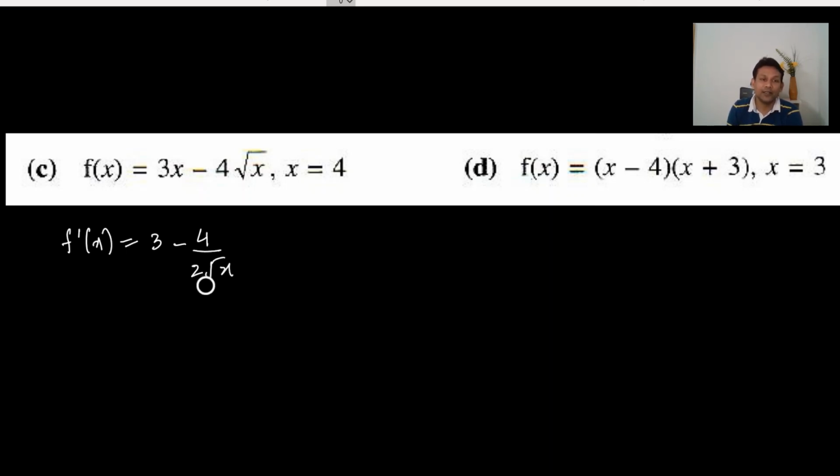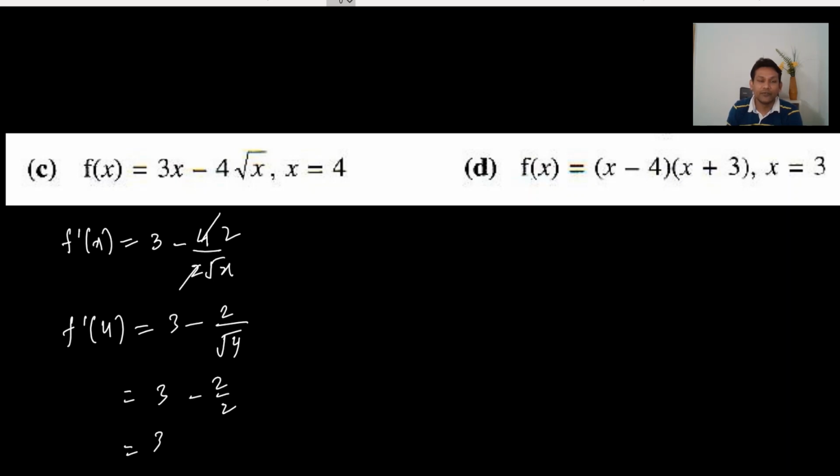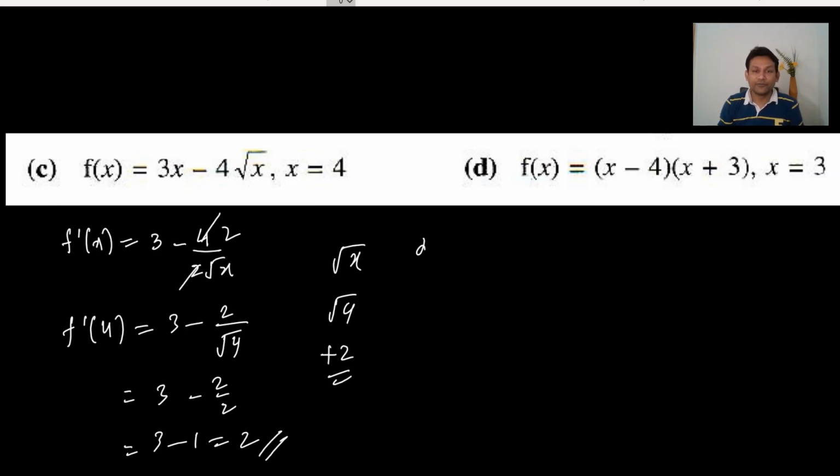You can do it directly when you apply f dash. So f dash is coming at 4. I'm writing this: 2 and 4 cancel out, it comes to 2 upon under root 4, which is 2 upon 2, and the answer is 3 minus 1, which is 2, and that's the result. Remember, when under root x is already given in the question and you apply 4, the answer is always positive 2, not plus minus 2. When the root is already given in the question, we always write positive.